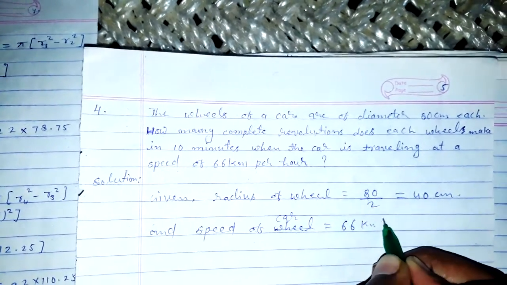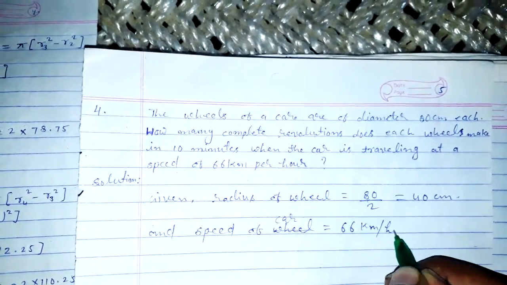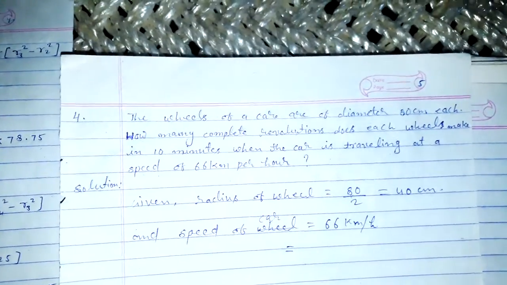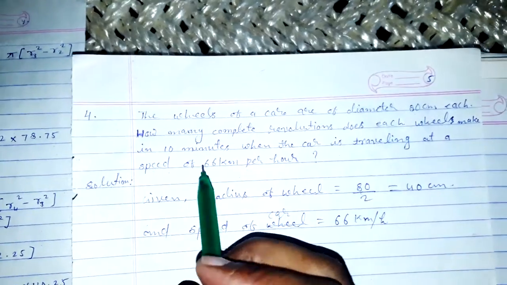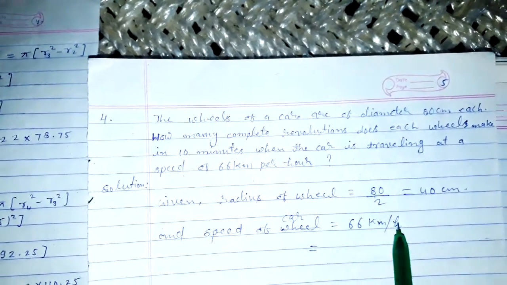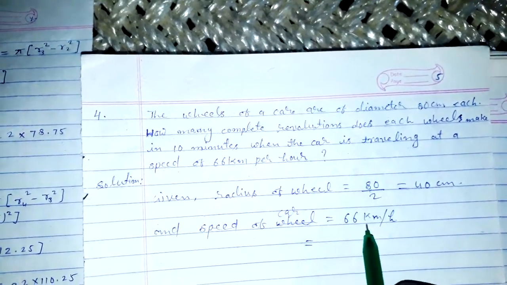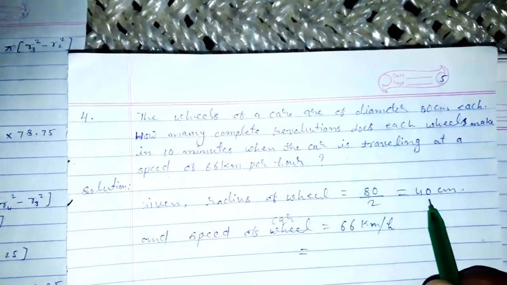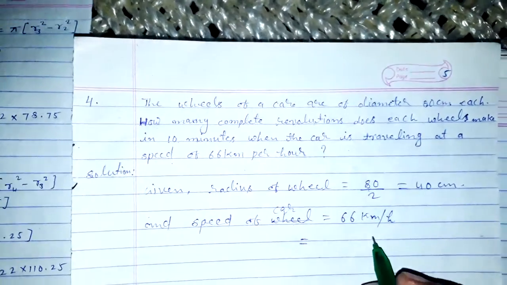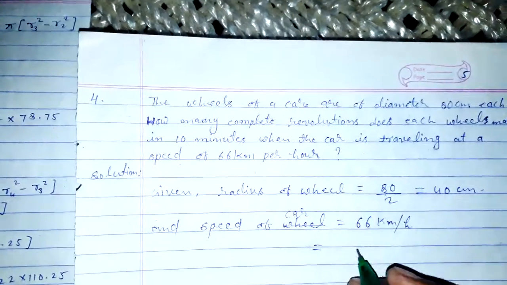The speed is 66 km per hour. So we will change this value into minutes, because here we have to find the revolutions in 10 minutes, so we change hours into minutes. And here the radius is in centimeters, so this value must also be changed into centimeters.